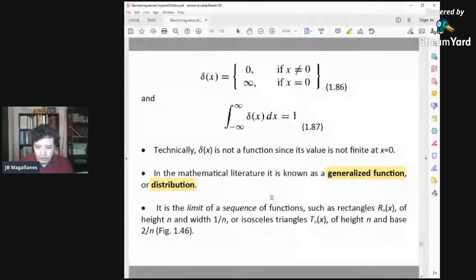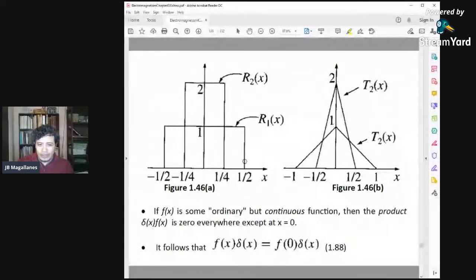So anyway, you can also associate the Dirac delta as the limit of a function, such as rectangles R_n of x with height n and width 1 over n. As the height increases, the width decreases, so it's the limit as n goes to infinity. Or an isosceles triangle T_n of x with height n and base 2 over n, as you can see here. As the height increases, the width decreases: longer height, narrower width, and for the triangle, longer height and narrower base.